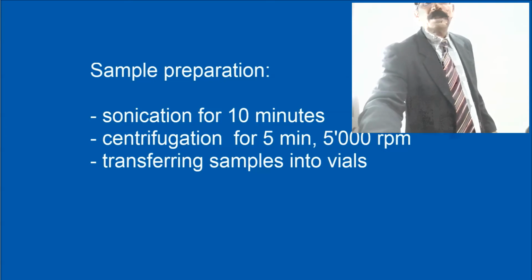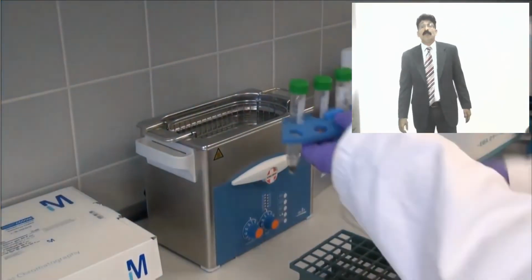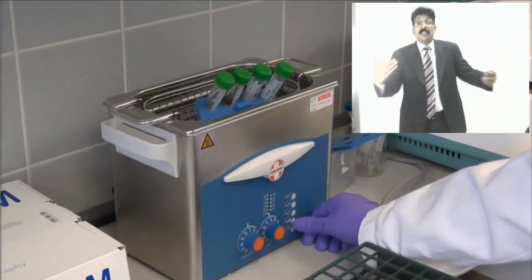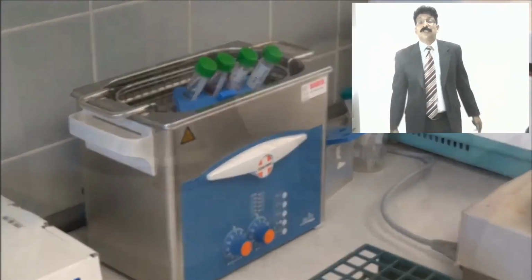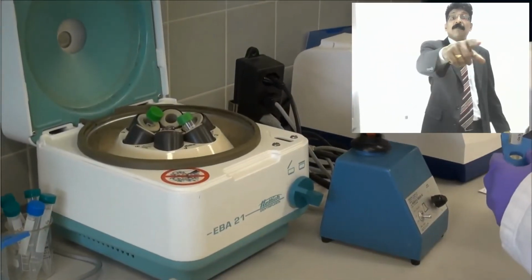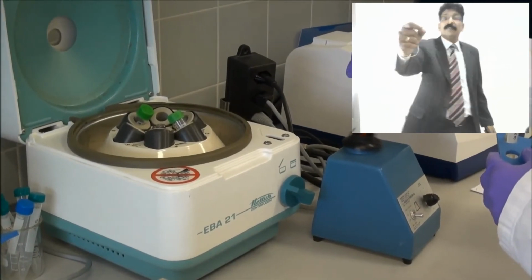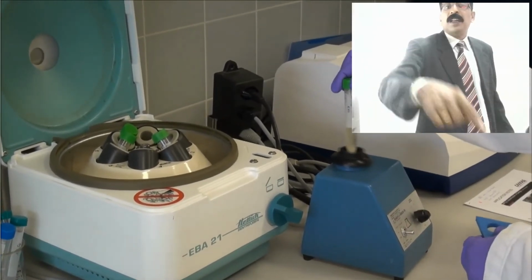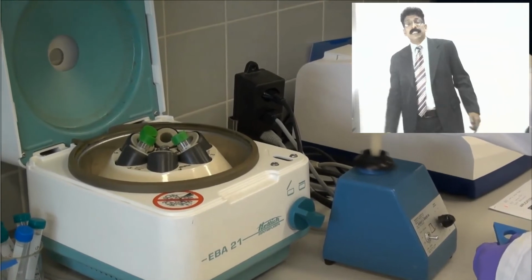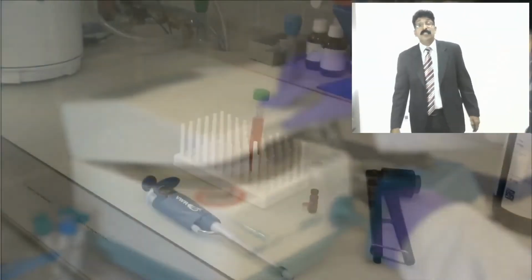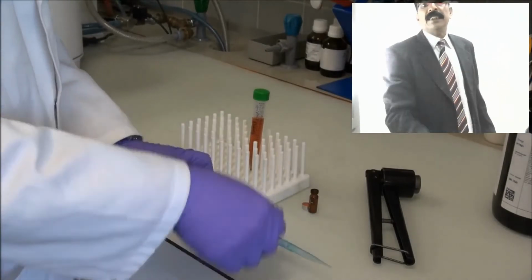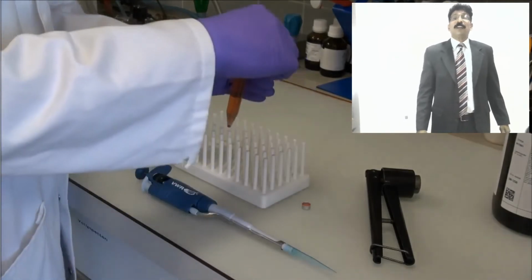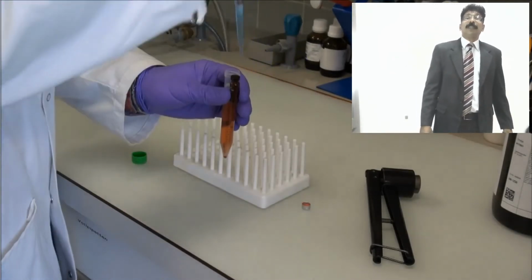She will be showing it now. You can see this is the place where she is keeping the tubes for sonification, and ultrasonic waves will move through the test tubes to which she has added methanol. Then she is keeping it for swirling, in a small blue colored instrument, and then she keeps it for centrifugation at 5000 RPM. After centrifugation, you see the supernatant liquid is taken by means of a micropipette, and then it will be transferred to the vial.